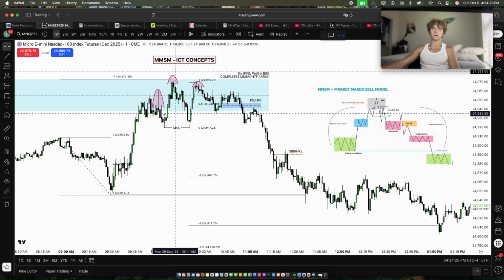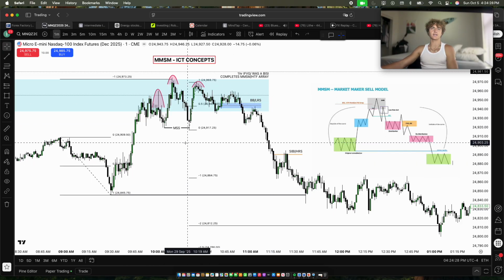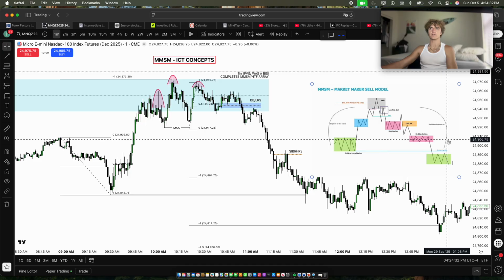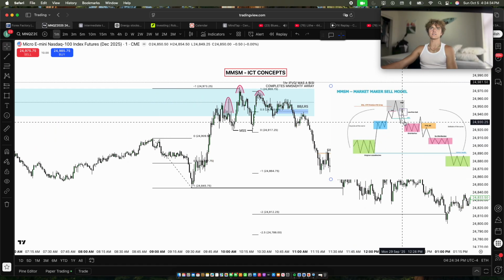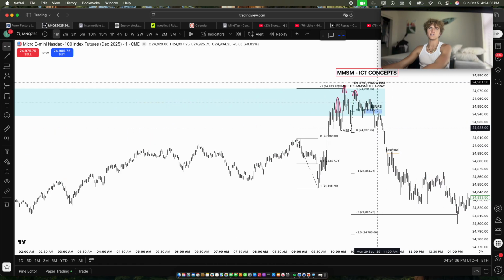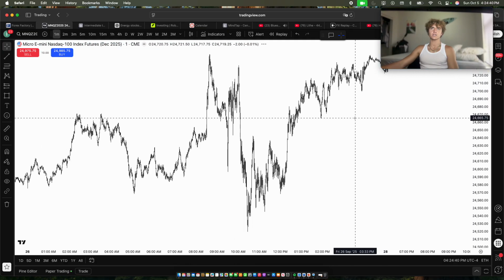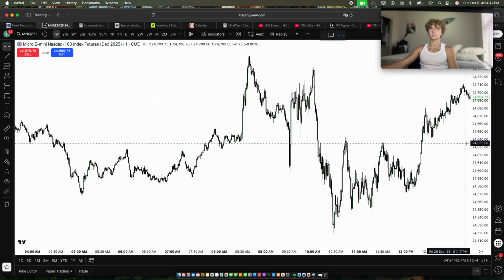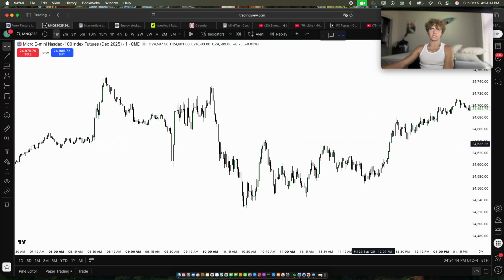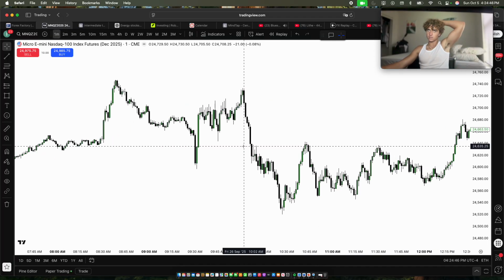The whole market maker buy model or market maker sell model just played out. And this is on the 1 minute time frame. So, it's fractal with every time frame. And I want to basically see if I can find it again. I'm just going to go to a day where I can be like, okay, this is Friday.